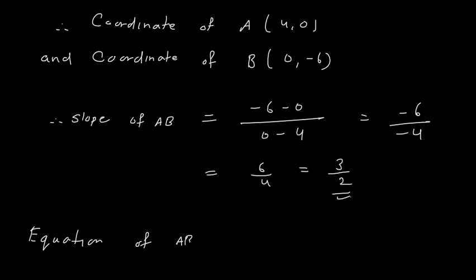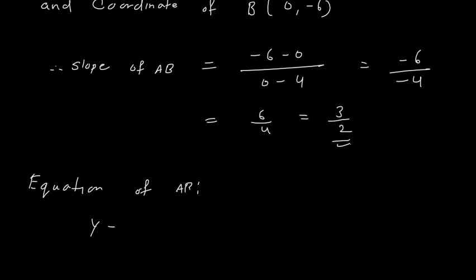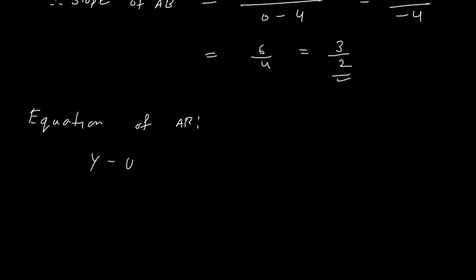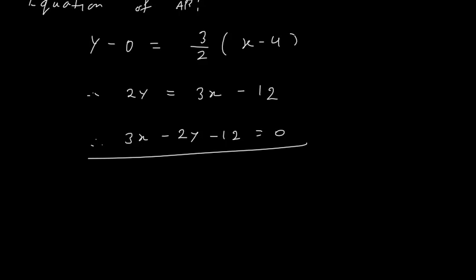So for the equation of AB, we will say y minus y1. So y1 we will take 0 and x1 we will take 4. So y minus 0 is equals to m, which is 3 divided by 2, into x minus 4. So this will be 2y is equals to 3x minus 3 fours are 12. So therefore 3x minus 2y, this 2y will go on this side. So 3x minus 2y minus 12 is equals to 0. So this is your required equation of line AB.